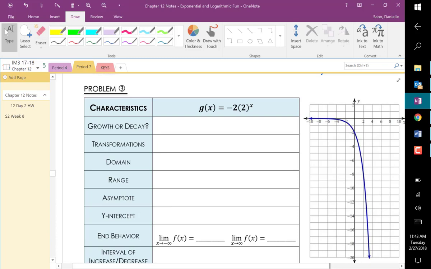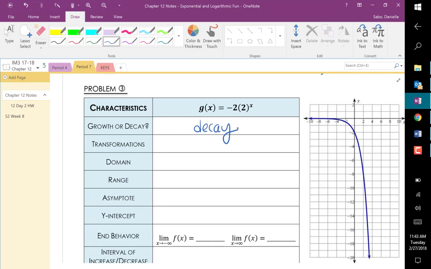So is it going to be growing or decaying? Okay. It's decaying. Very good. Now, a lot of people will fight me on that one because you said, oh, Miss Abel, yesterday you told us if the number is bigger than 1, we're going to be growing. And I agree with you 100%. But then this negative comes in and flips it. And that's why it's decaying.